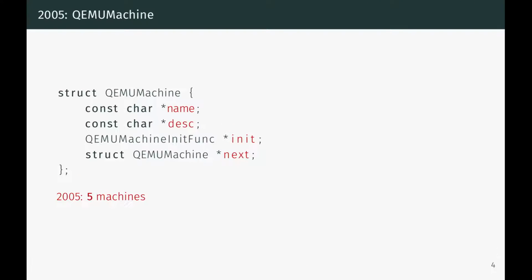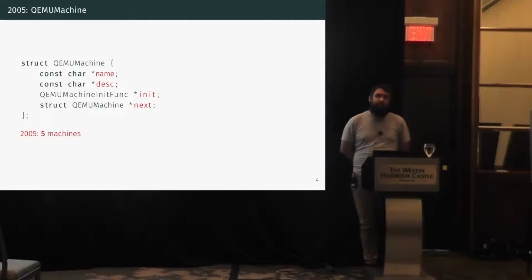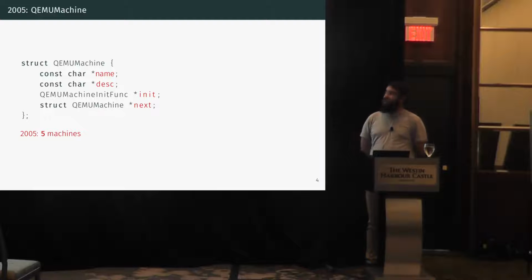This is how machine types looked when they were introduced in 2005. It was really simple. It had basically a name, a description, and an initialization function. All the magic happened inside that code. So it just allowed you to call different initialization functions depending on the machine type you were using. And when we introduced that, we had 5 different machines.